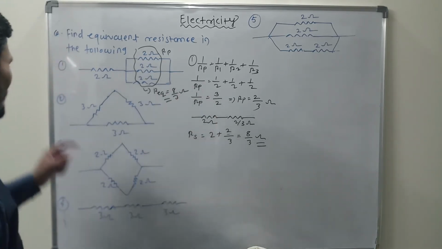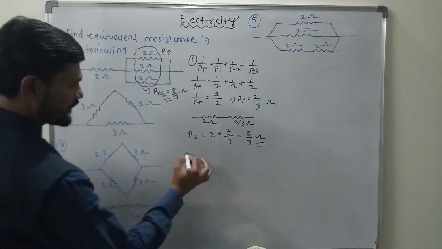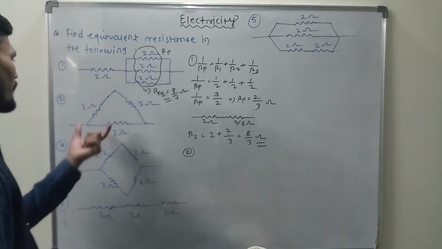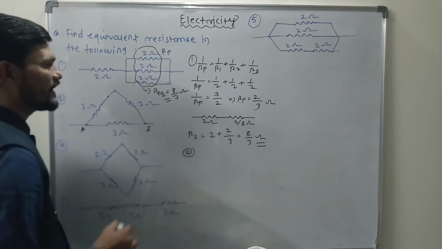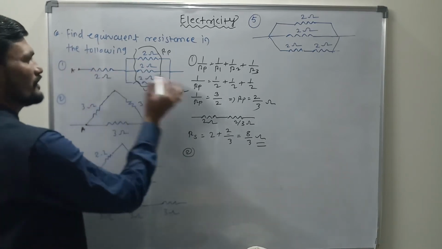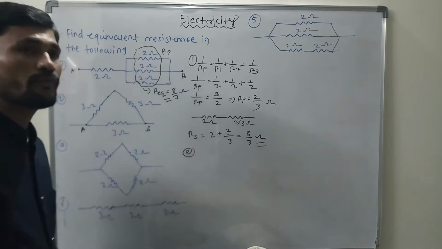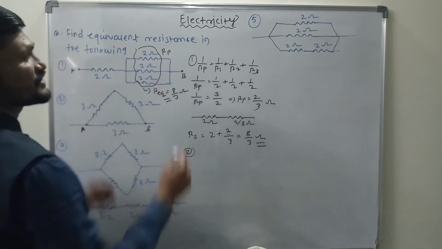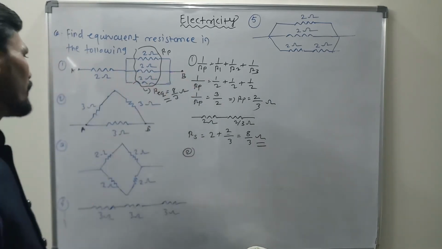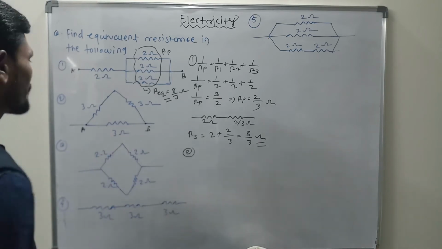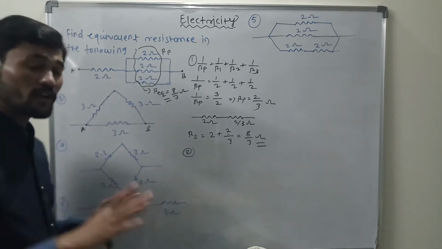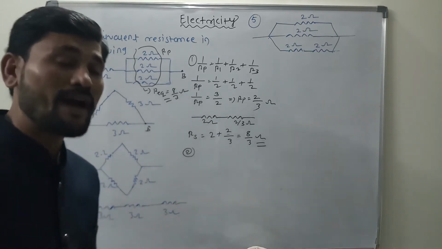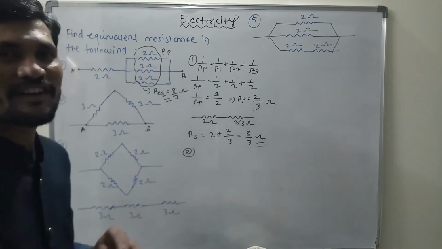Okay. Now the second one. How to do the second case? The second one is also very simple. We wanted to calculate the equivalent resistance across these two terminals AB. Whenever we want to find the equivalent resistance, there must be some across. So across this AB we want to calculate. Now how are these resistances connected? First of all, we need to think about which resistances are connected in parallel and which resistances are connected in series.